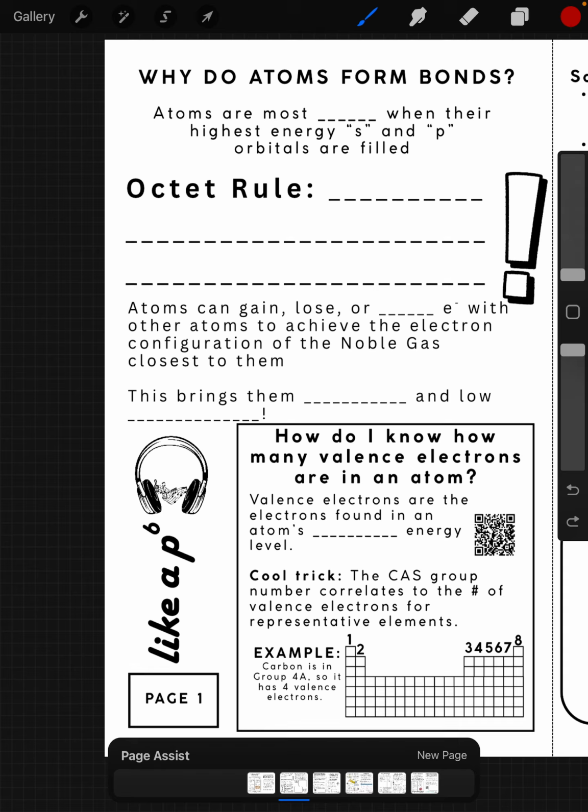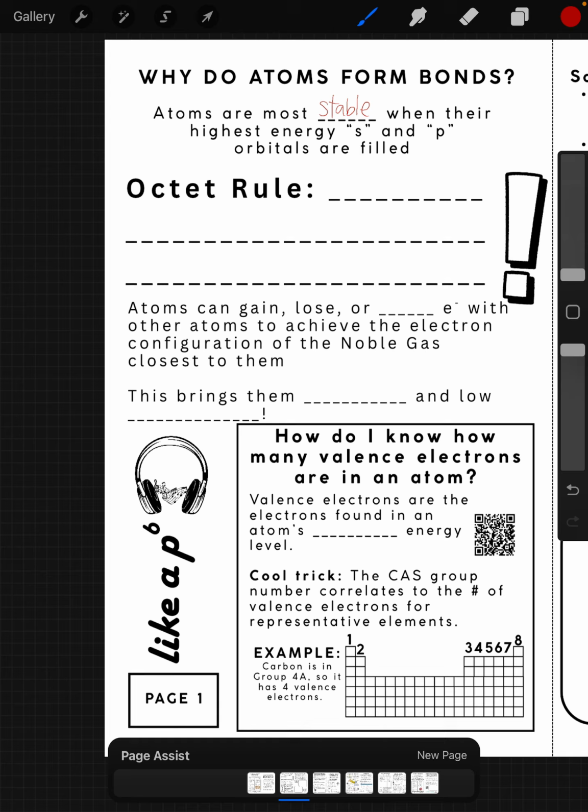The essential question that we are trying to answer in this unit is, why do atoms form bonds? So the key principle here is that atoms are most stable when their highest energy S and P orbitals are filled. Okay, so we're looking for stability here.